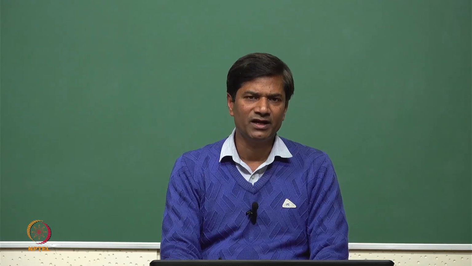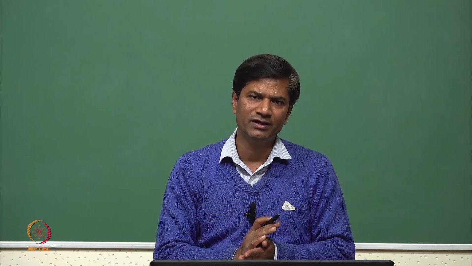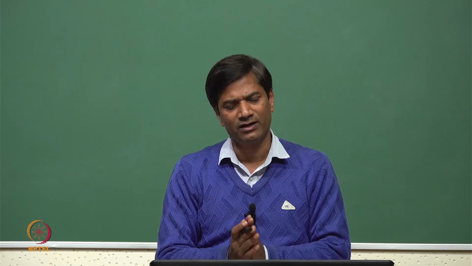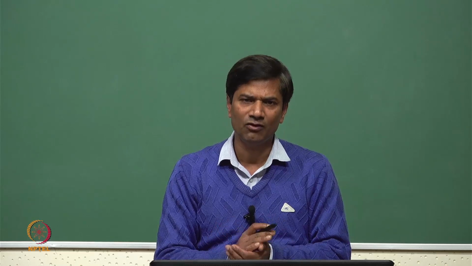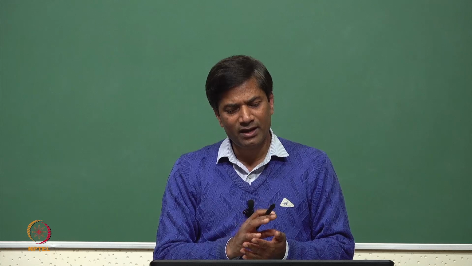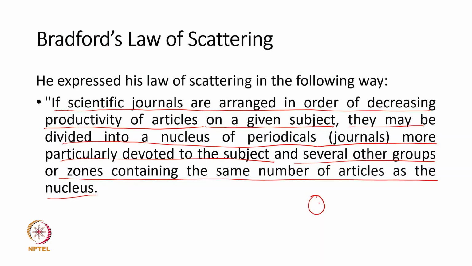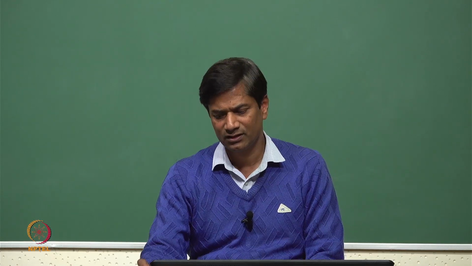What Bradford is saying here is that if we arrange the journals in order of decreasing productivity of articles on a particular subject, they may be divided into a nucleus and various other zones having the same number of articles but more journals.